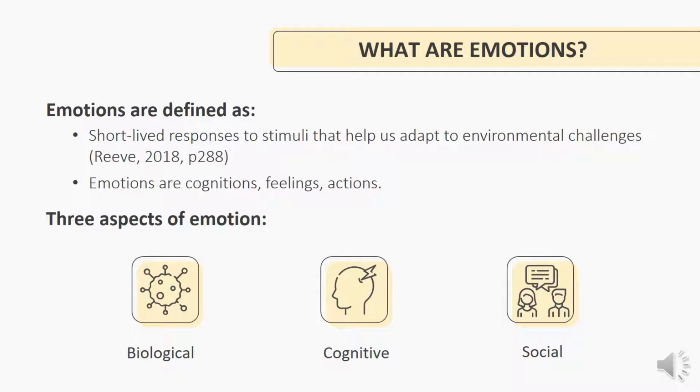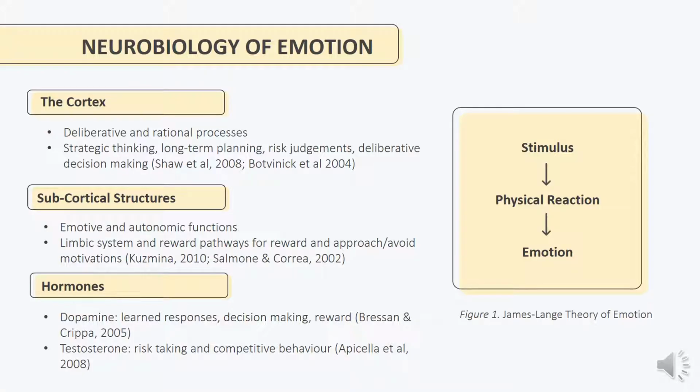Emotions are short-lived responses to stimuli that help us adapt to challenges. Put simply, emotions are cognitions, feelings, and actions. Emotion can be understood in three aspects: the biological, cognitive, and social. Decision-making, risk-taking, and emotion are generated in the brain by an interaction between the cortex, subcortical structures, and hormones.